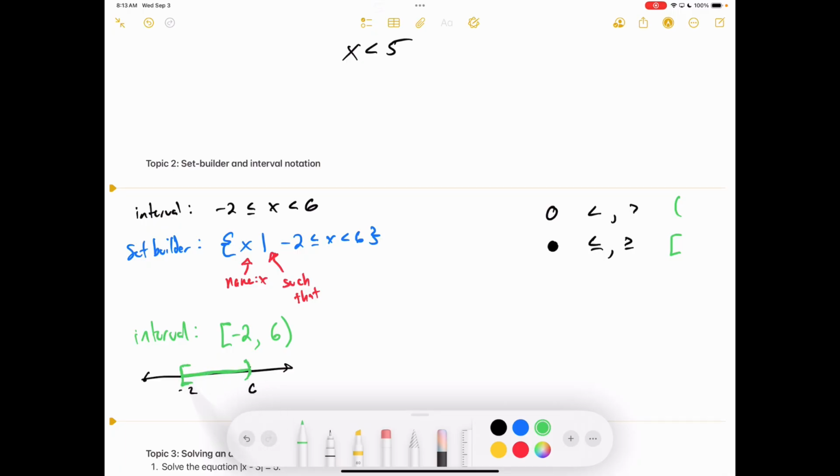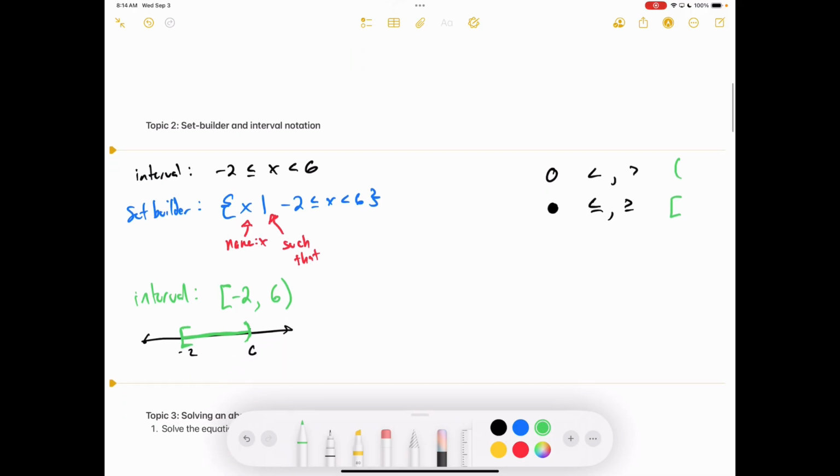So these all mean the same thing. The interval notation is the most common one to use because it is quicker to write, and it tells us all the information we need. So you use a bracket when it's equal to, and you use a parentheses when it's not equal to.